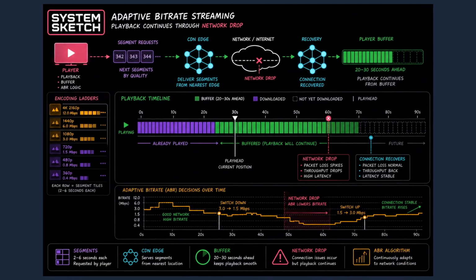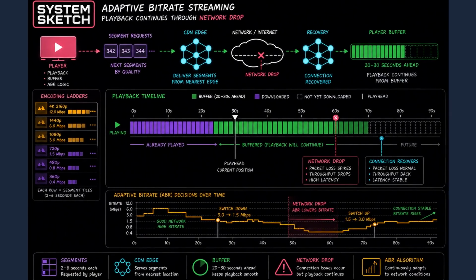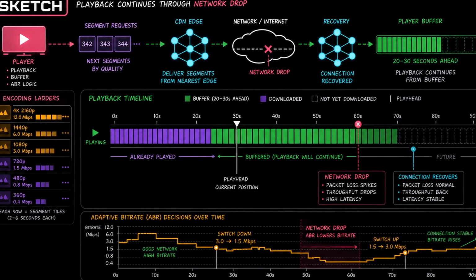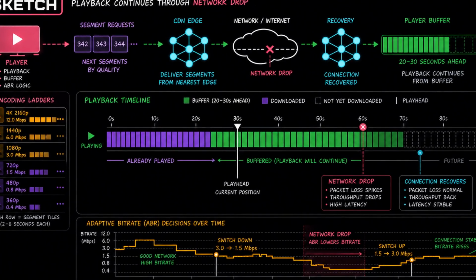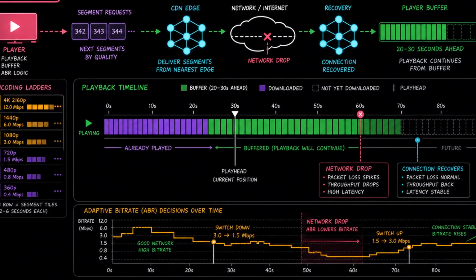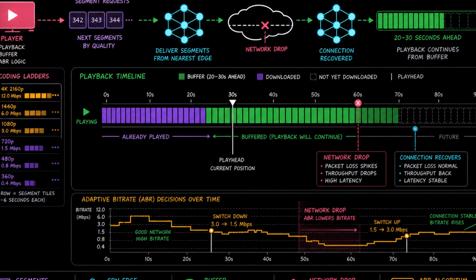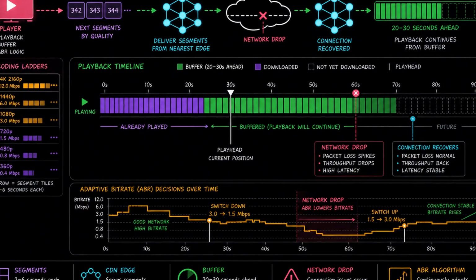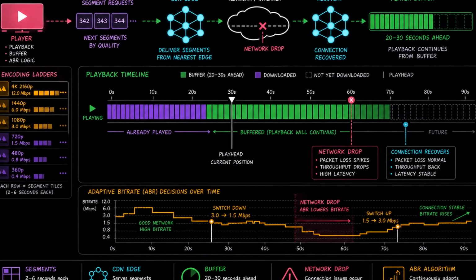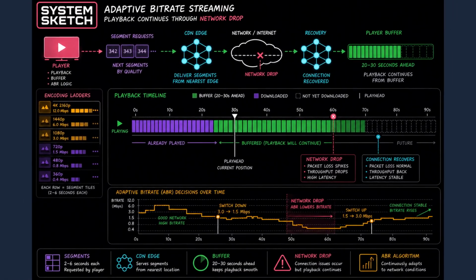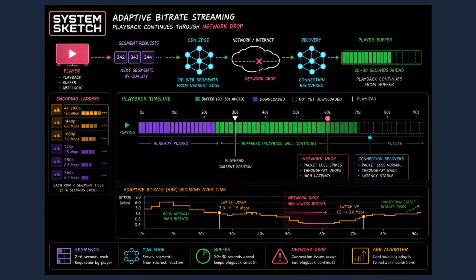The player does not wait for you to need a segment before fetching it. It pre-fetches segments ahead of your current position and stores them in a buffer, typically 10 to 30 seconds of video. The buffer is a cushion. If your connection drops briefly, playback continues from the buffer while the player waits for the connection to recover. That is why a short network hiccup does not immediately cause a loading spinner.